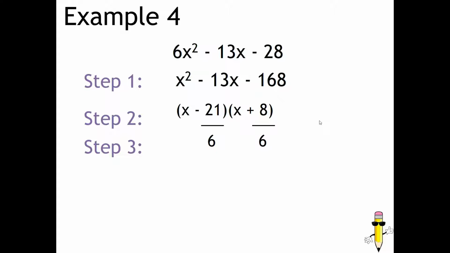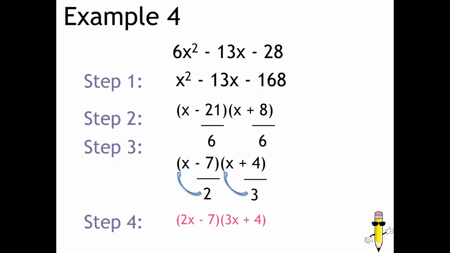So what we're going to do first is reduce. We're going to see what numbers 21 and 6 have in common and what numbers 8 and 6 have in common, which would leave us with 7 and 2 and 4 and 3. Now, we're not done yet because we still have to do our final step, which is the bottom up, where we take this 2 and this 3, and we put them in front of the variables that we have right here. So this would be rewritten as 2x minus 7 and 3x plus 4.